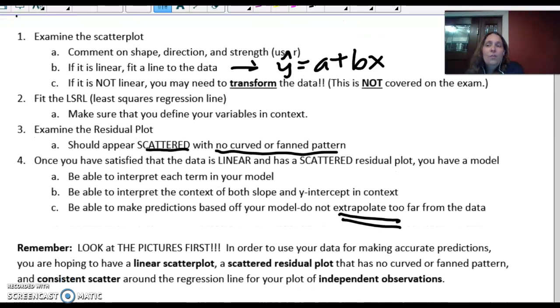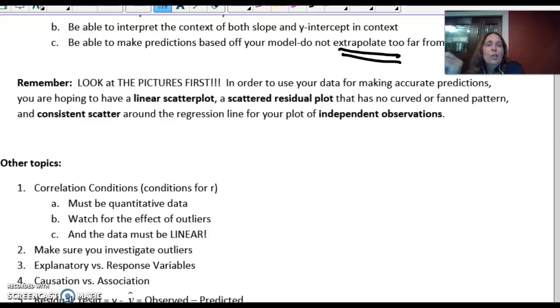A couple other things for you to think about. Make sure that you always look at your pictures first. So again, scatter plots need to be linear. Residual plots need to be scattered with no curved or fan pattern, and as best as possible, consistent scatter around the regression line. You don't want it to be really close to the line and then really far from the line. It would be really nice if you could have it all about the same.